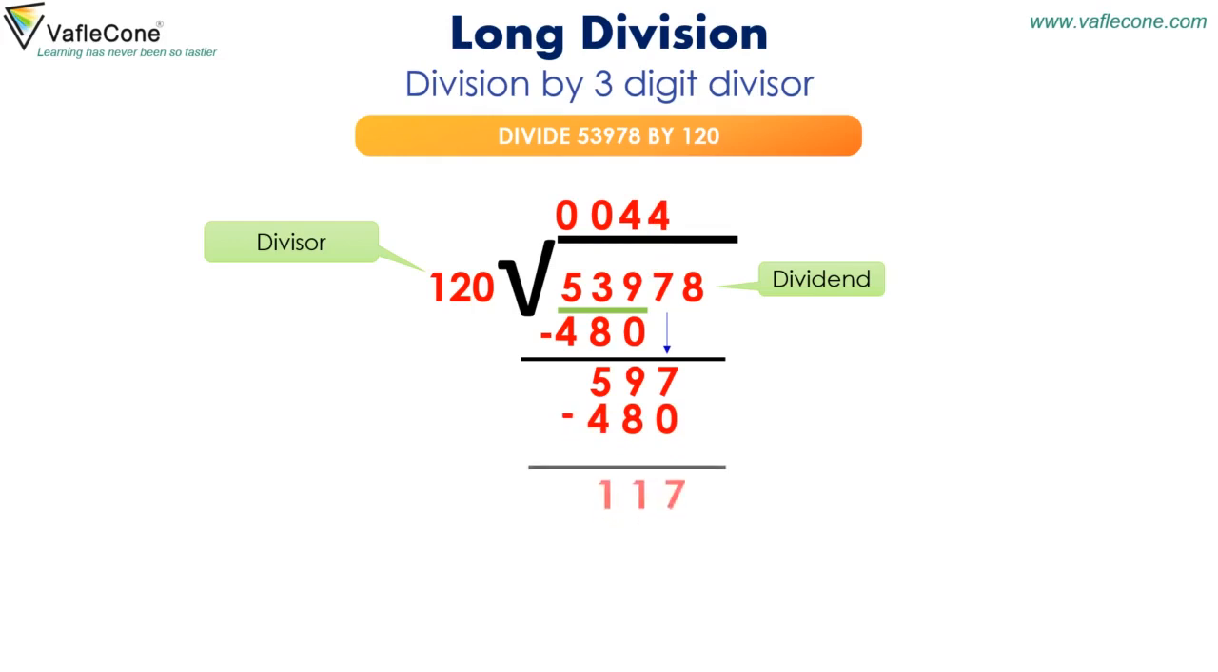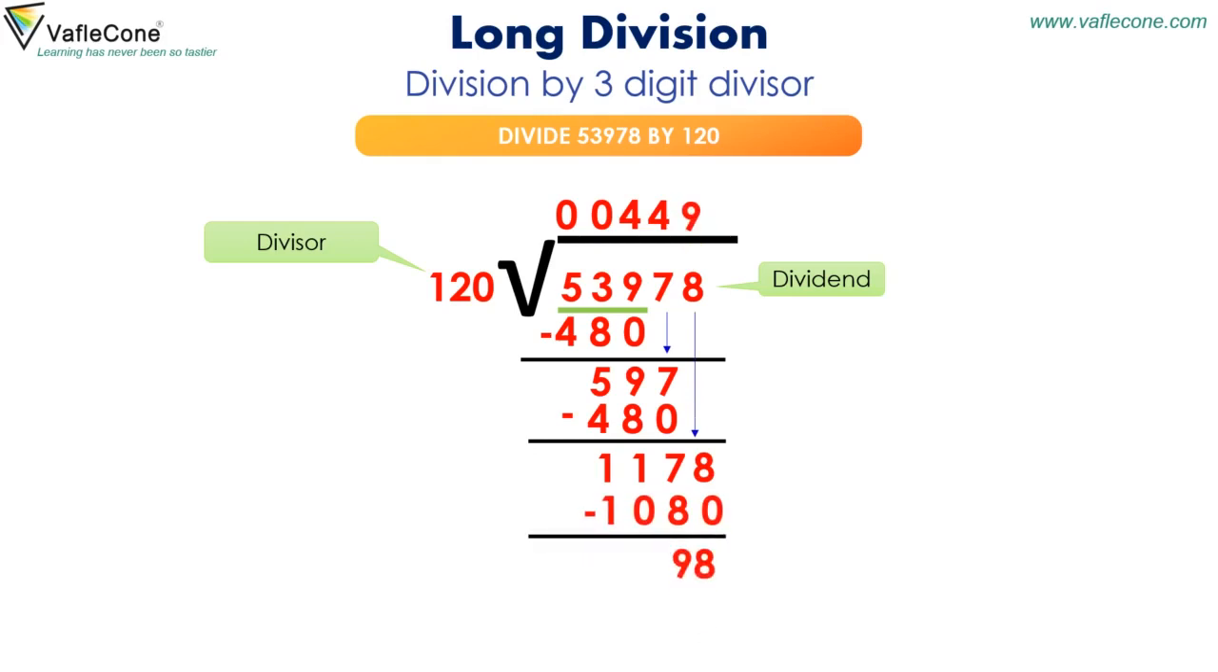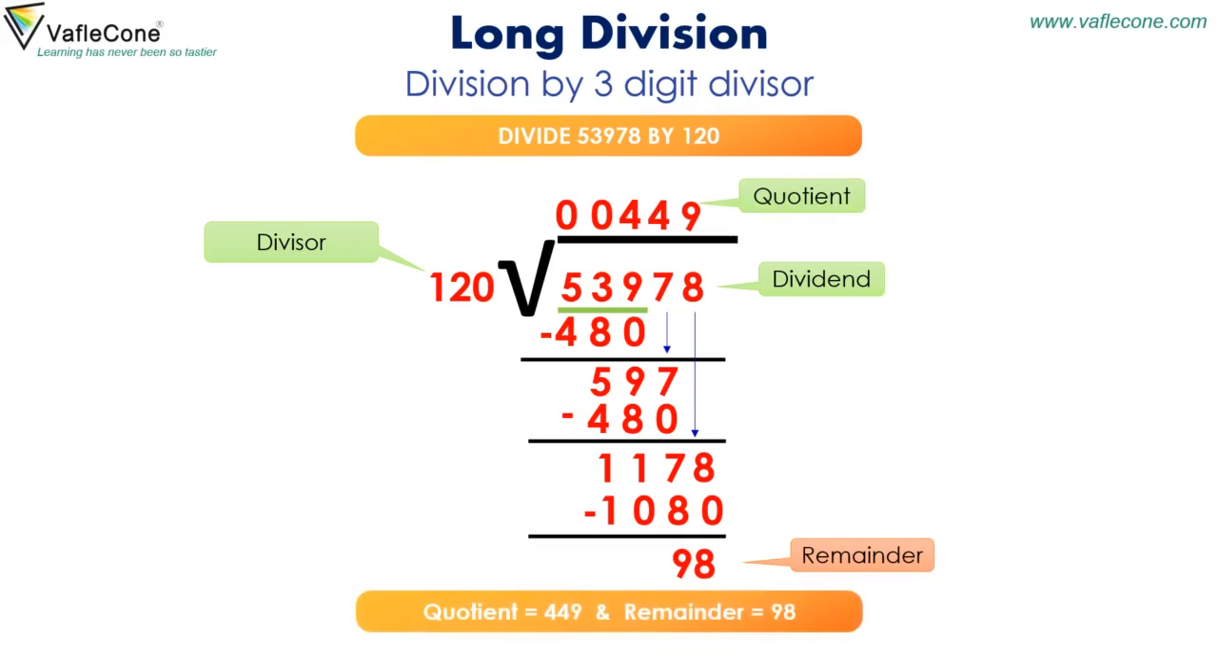Now bringing down 8, dividing 1178 by 120, and 120 into 9 is equal to 1080. So 449 is the quotient and 98 is the remainder.